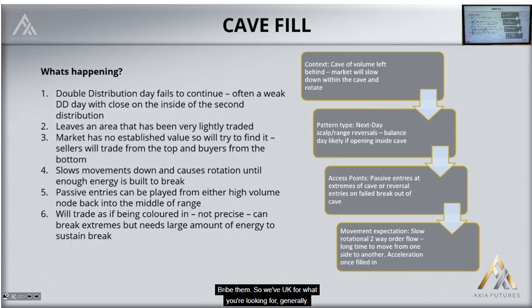Right then, so with your cave fill, what you're looking for generally, there's two types. Often the easiest one is where you have a double distribution day, this fails to create continuation, and we then end up with a filling in of that low volume in the middle. This is your weak double distribution, market falls into what I would call the cave in between the two higher and lower distributions, and then rotates up and down between them.